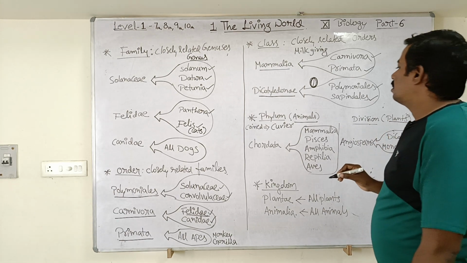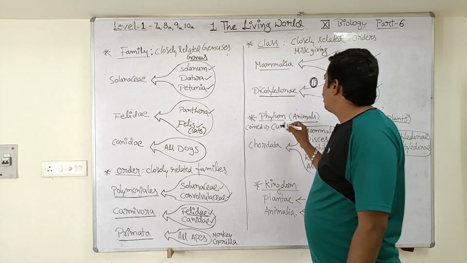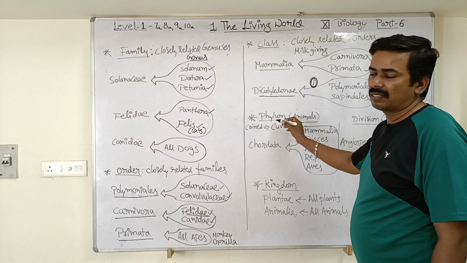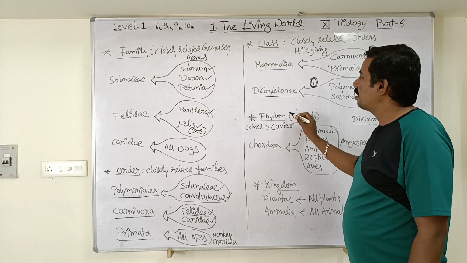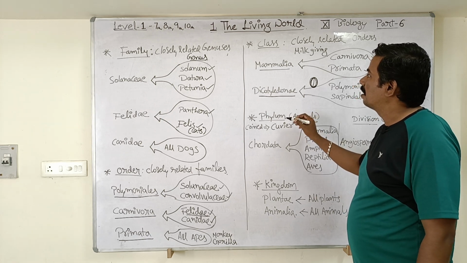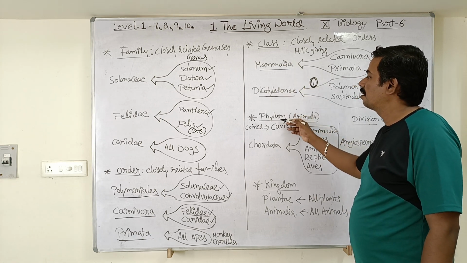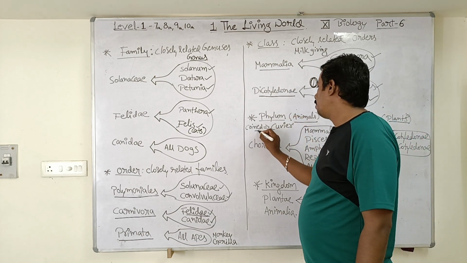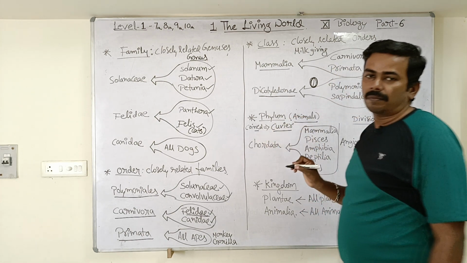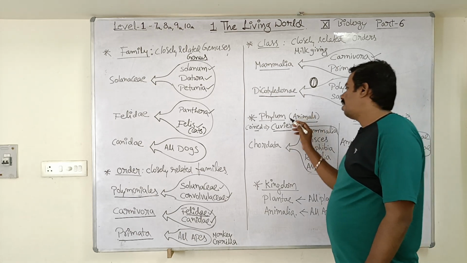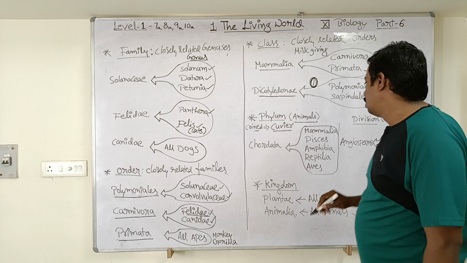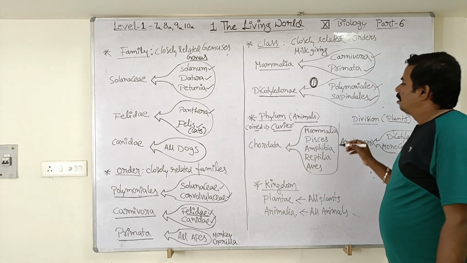So what is phylum? Several closely related animal classes, like Mammalia, are kept in a group called phylum. The term phylum was coined by a scientist called Cuvier. So who gave the term phylum? Scientist Cuvier gave the term phylum. So now let us see examples.